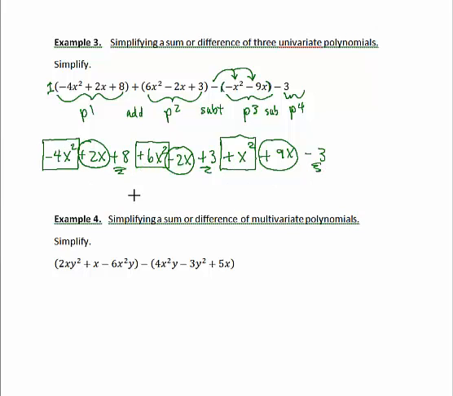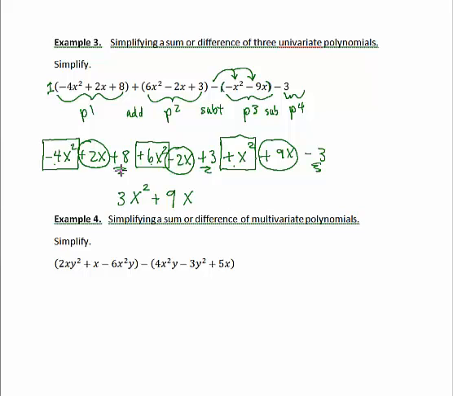So for x squared, what's the coefficient? What number do I write in front of the x squared? Well, to figure that out, I simply combine the negative 4, the 6, and the 1, which gives us 3. For the x term, I have 2 minus 2, so 2 minus 2 is 0, and so right now I have a 0x term, but then I have a 9 on the end, and so that leaves me with a plus 9x.